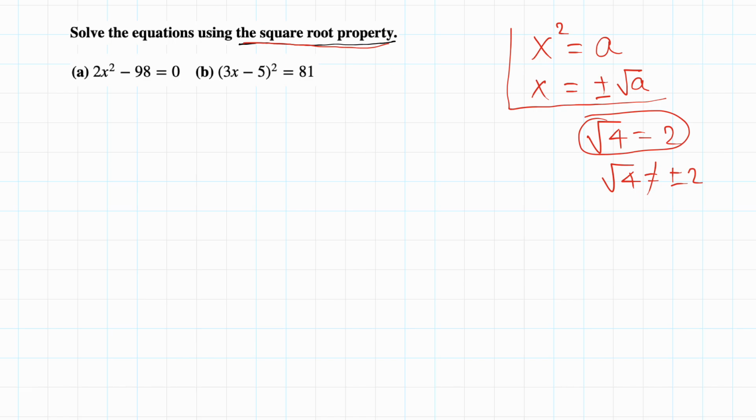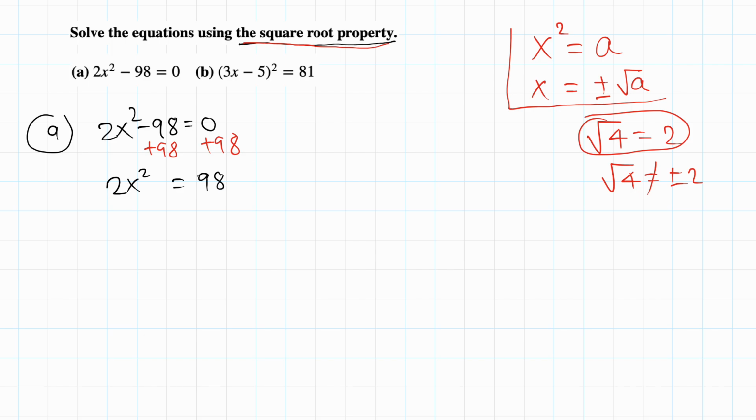So in part A, we got 2x squared minus 98 equals 0. So we need to get x squared by itself first, then x by itself. So 2x squared minus 98 equals 0. Add 98 to both sides. If we do that, then we get 2x squared equals 98. Now divide by 2. So x squared equals 49.